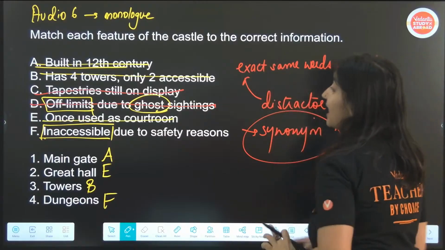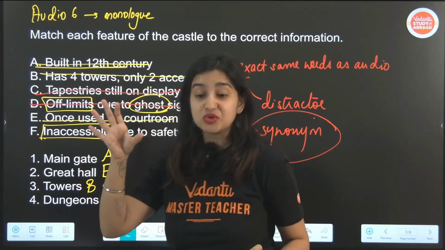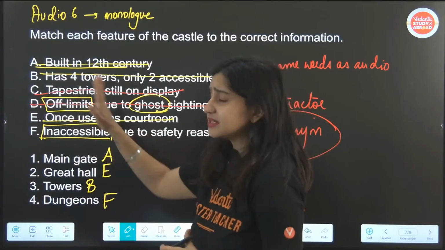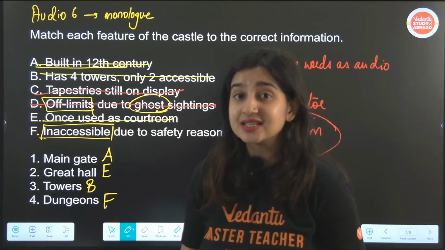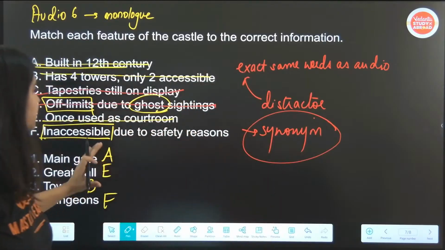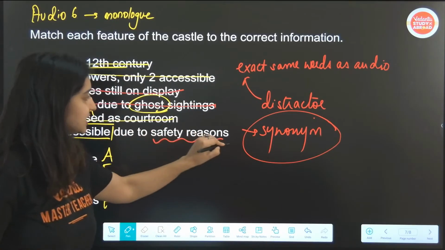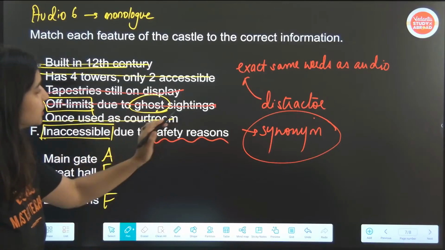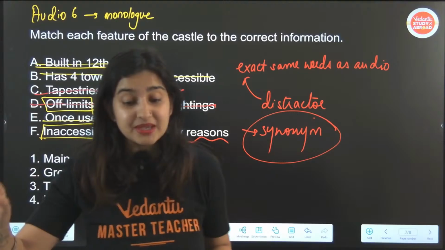A distractor here had the exact same words as the audio, which is why you fell for it. If you had paid attention to the synonym inaccessible, a synonym of off limits, you would have easily chosen F as the correct answer, because safety reasons was the reason why these dungeons were inaccessible or off limits, not ghost sightings. That was a misconception.